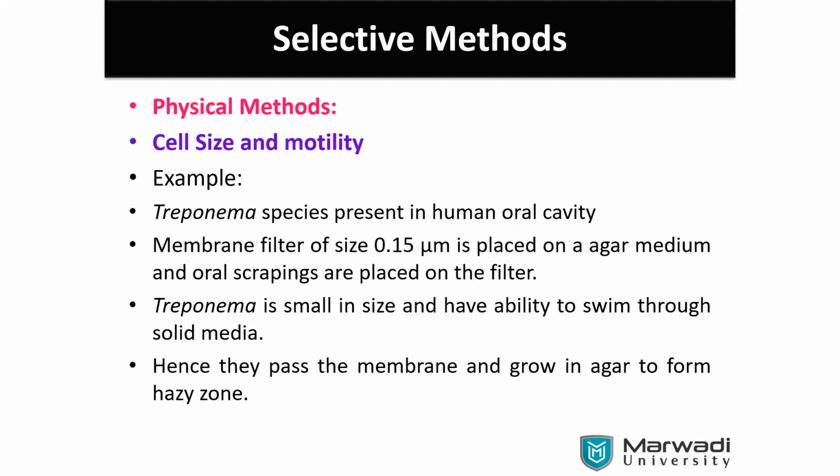And cell size: membrane-like filters of a given size can be placed on agar, and the oral scrapings placed on the filter. There are many methods, and we may also use filtrations. Millipore is a company that prepares certain filters. If you pass a suspension through it, small organisms will pass and others will not. It's like sieving, so based on that you can also measure.